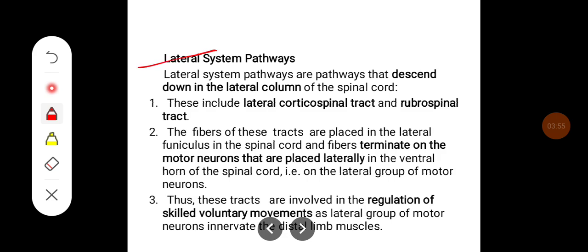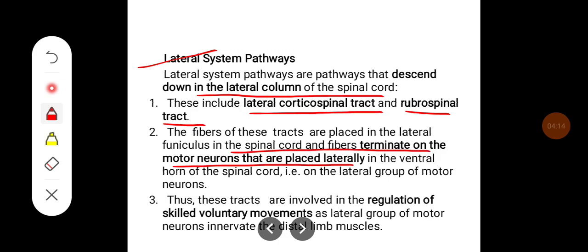Lateral system pathways are pathways that descend in the lateral column of the spinal cord. These include the lateral corticospinal tract and rubrospinal tract. The fibers of these tracts are placed in the lateral funiculus in the spinal cord and terminate on the motor neurons that are placed laterally in the ventral horn, that is, on the lateral part of the motor neurons. Thus, these tracts are involved in the regulation of skilled voluntary movements, as the lateral group of motor neurons innervate the distal limb muscles.